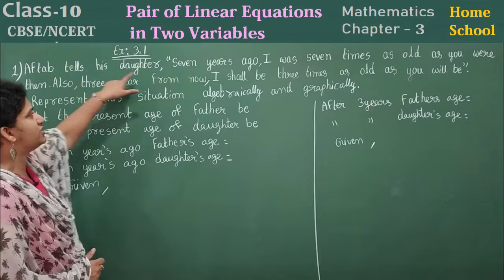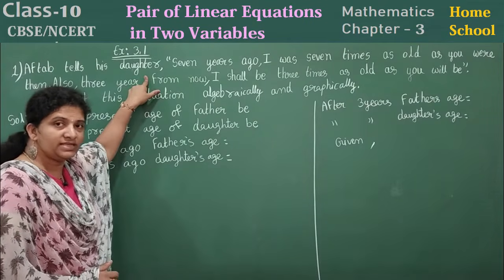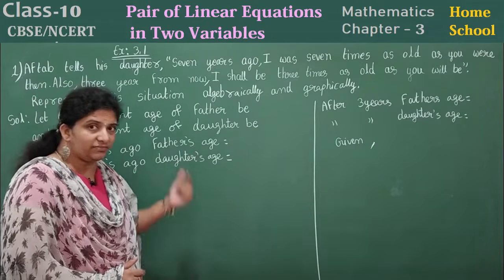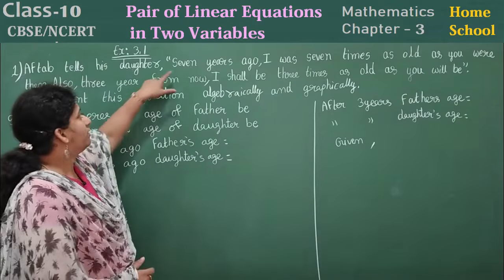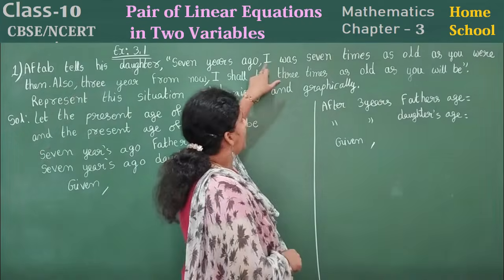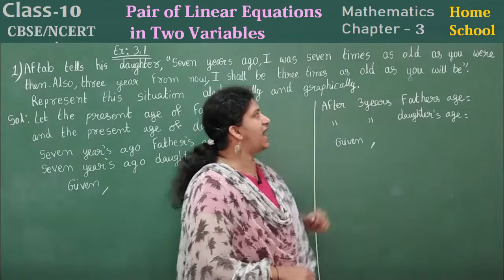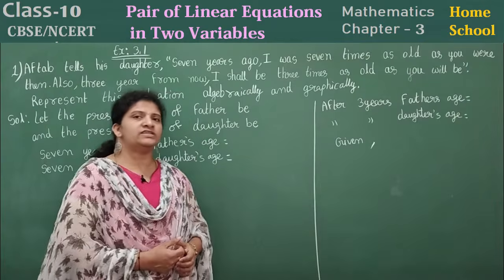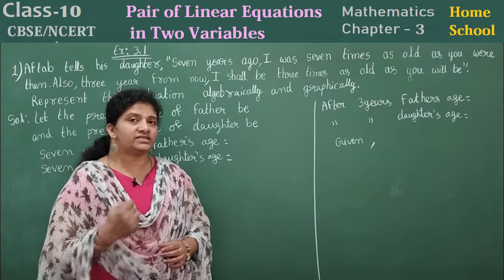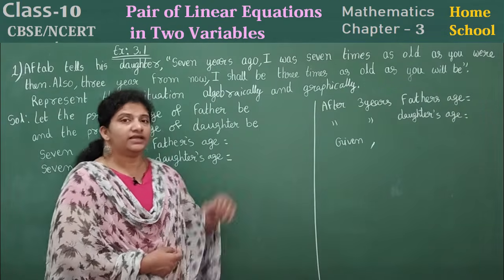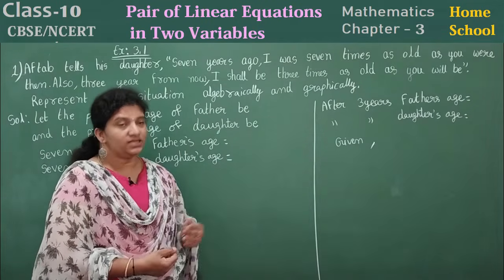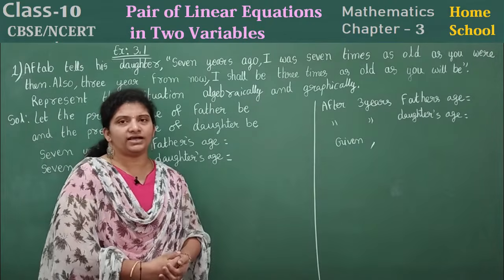Aftab tells his daughter. Who is that? Aftab is a father. He is saying something to his daughter. 7 years ago, I was 7 times as old as you. Who is speaking here? I, Aftab. He is a father. He is saying that 7 years ago, I was 7 times as old as you.